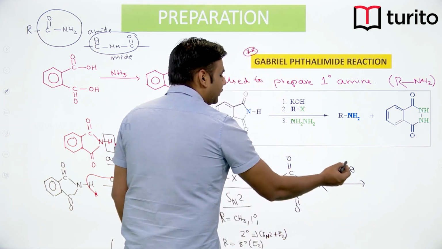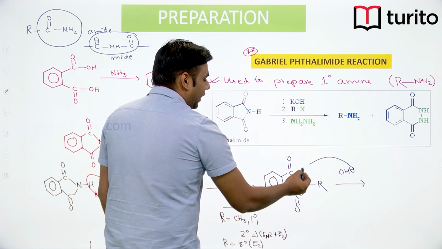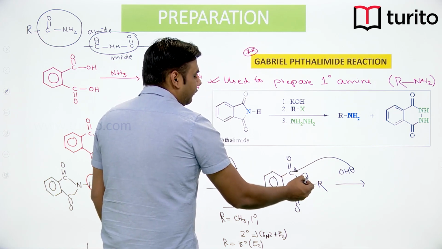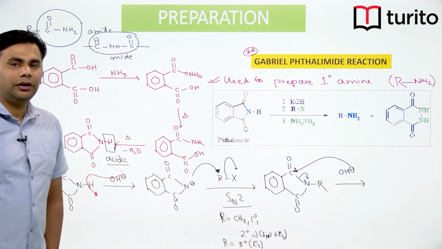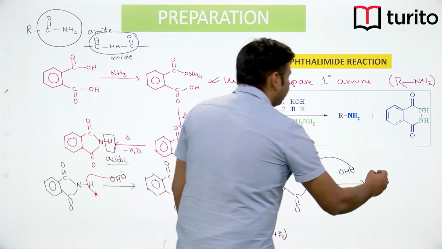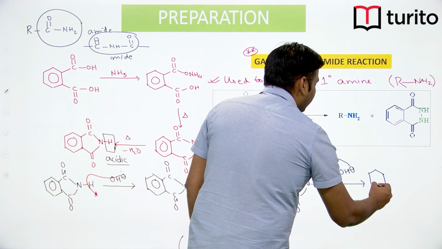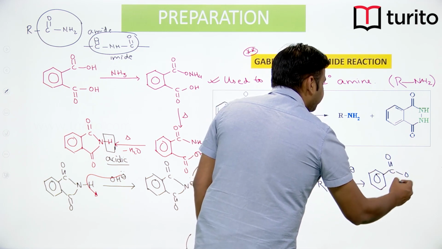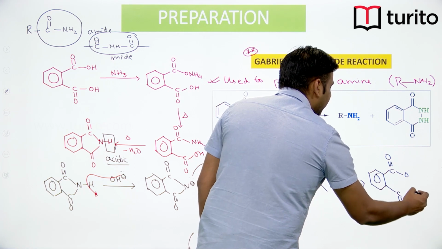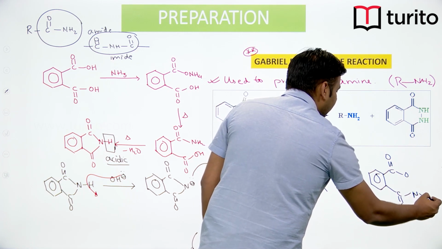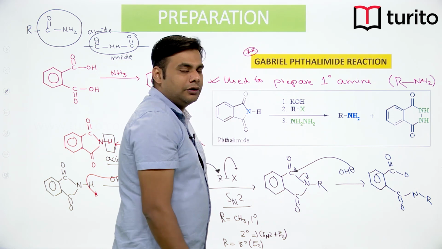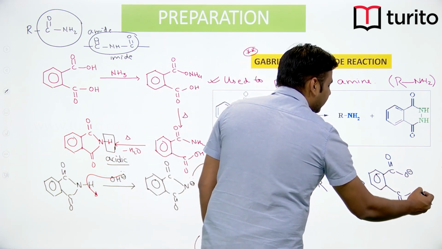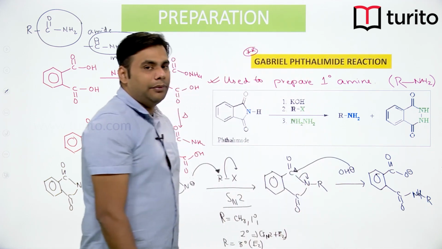So this OH negative goes and attacks at this carbonyl carbon. This pi electron is polarized, which further pushes the electrons and the CN bond is broken. So in the first step we form an OH and there will be a negative charge on nitrogen. This OH will leave from here and come to this nitrogen because it is basic in nature.